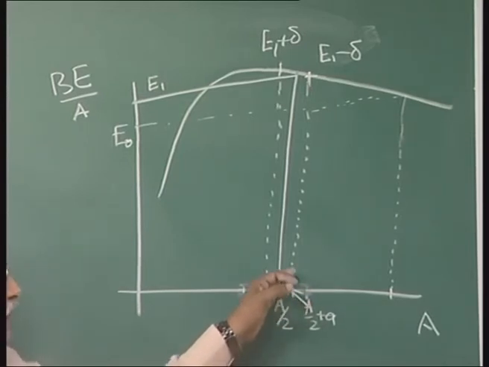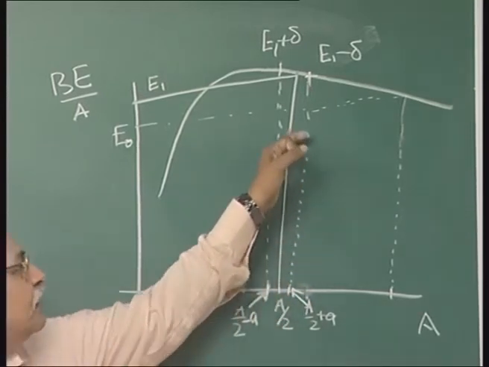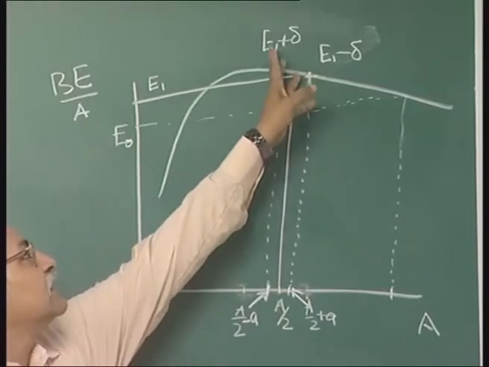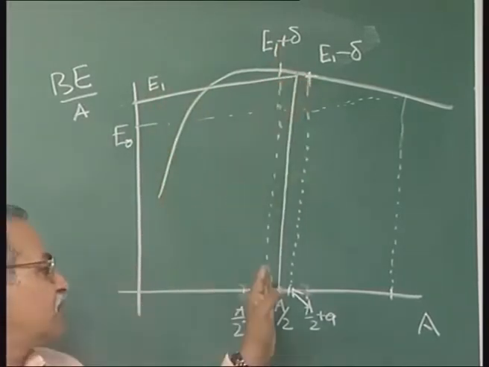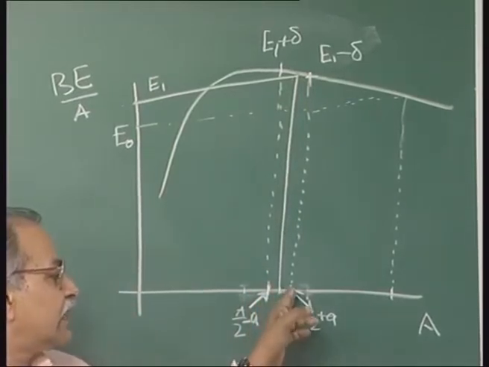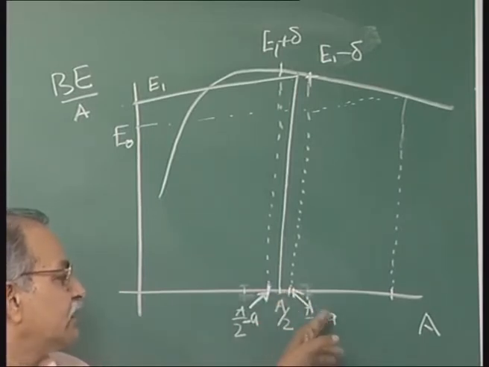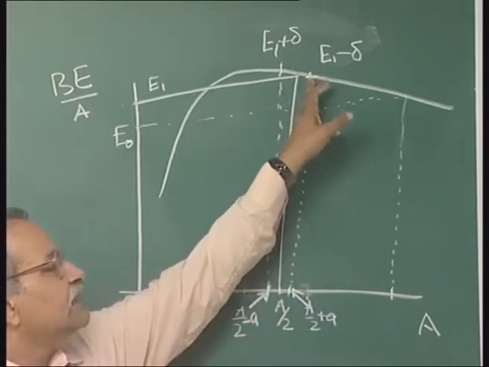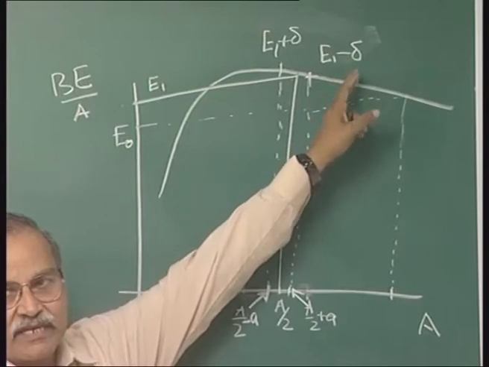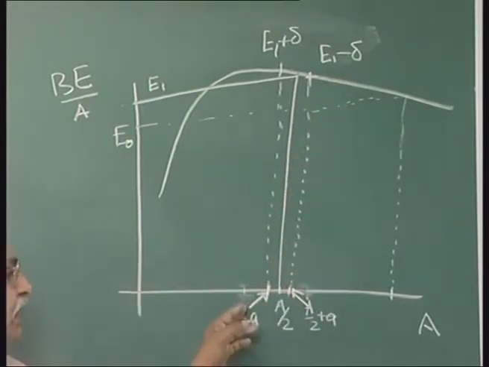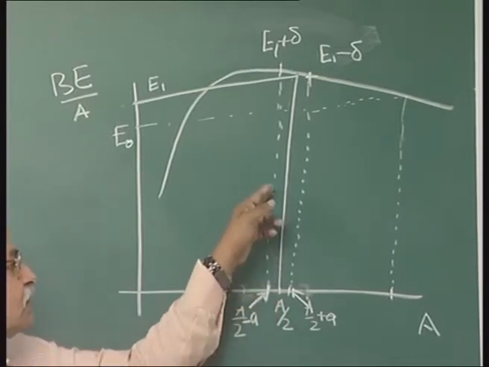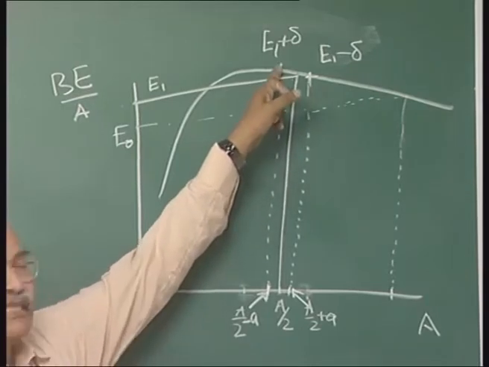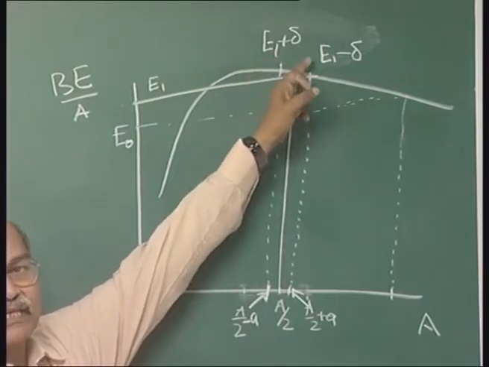At A by 2, I take the binding energy per nucleon to be this E1, okay. And then for the fragment with slightly larger A value, that is A by 2 plus small a, for this the binding energy per nucleon value will be smaller than E1, that I am writing E1 minus delta, and for the fragment with mass number A by 2 minus a, that is here, for this the binding energy per nucleon value will be slightly more than E1. So, that I am writing E1 plus delta.